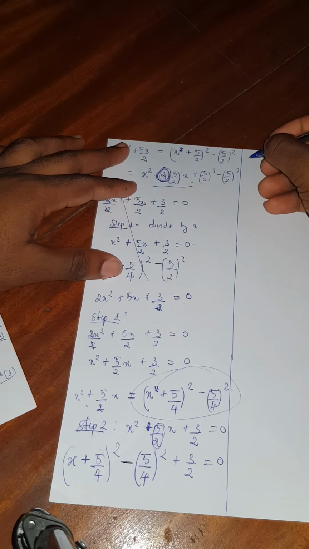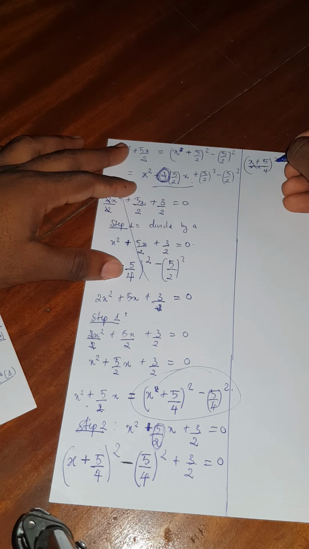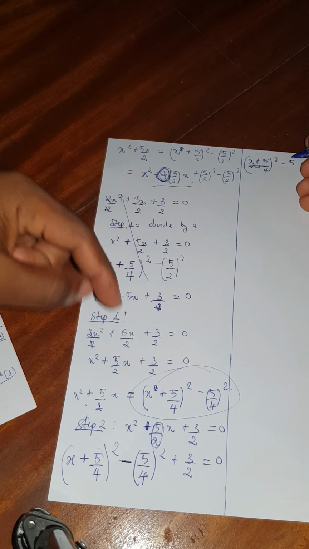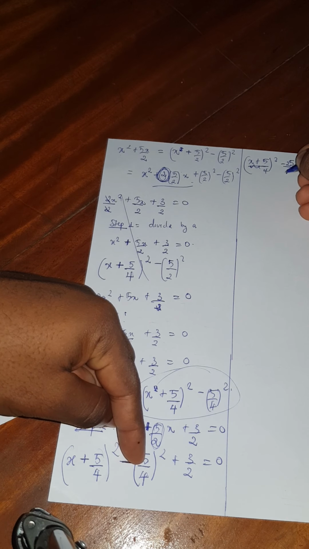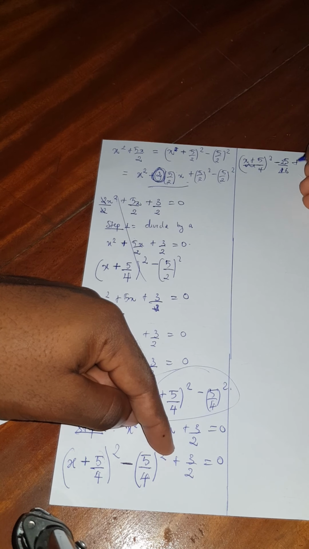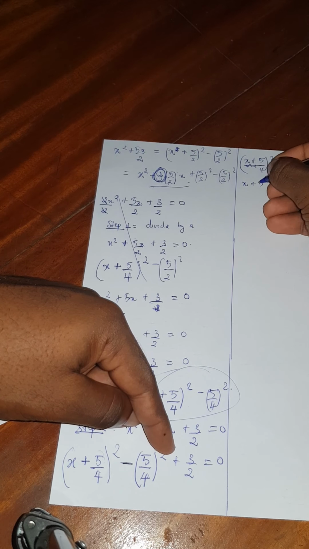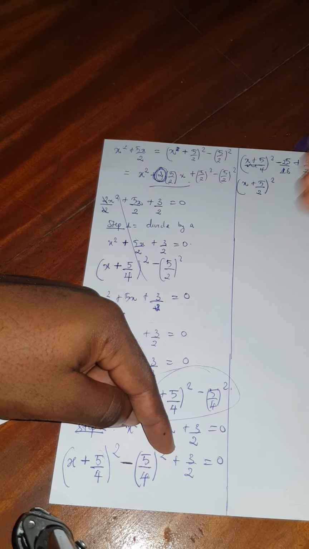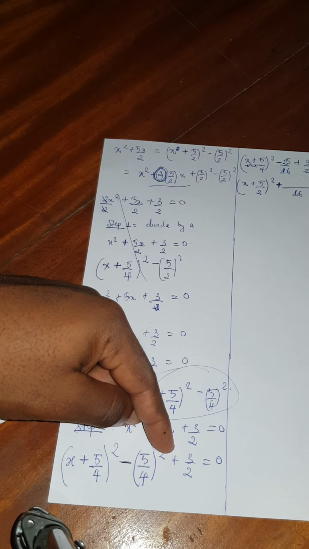So you are going to have x plus 5 all over 4 all squared minus 5 squared is 25 all over 4 squared is 16. The minus is outside, so it's not affected by the square. Plus 3 all over 2 is equals to 0. So x plus 5 all over 4 all squared. So I can do the plus 3 here, and to have the plus outside, and do all over the lowest common multiple of 16.